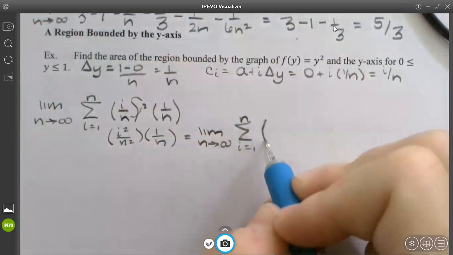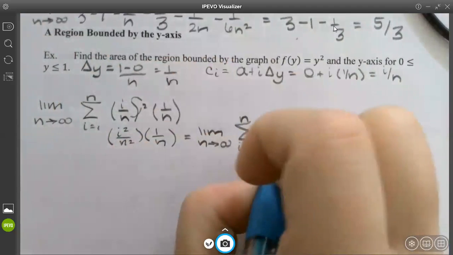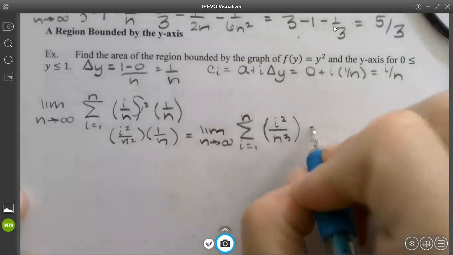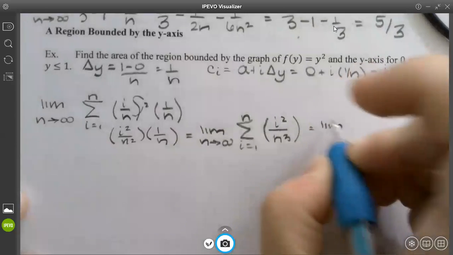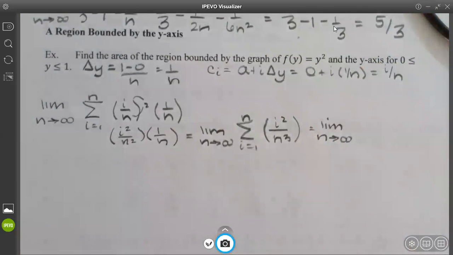And I'm going to simplify it. I squared over n cubed. Remember, n is a constant. It's a constant. We want to get it out of the way, so we're going to pull it out. This limit is the very last thing that you'll do, so you just keep writing it till the very end.